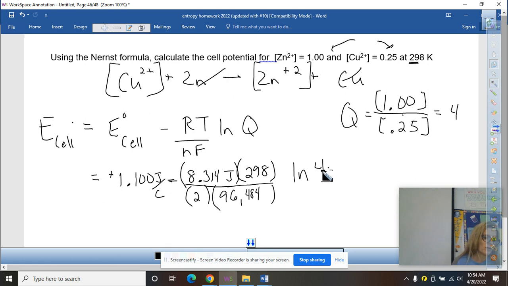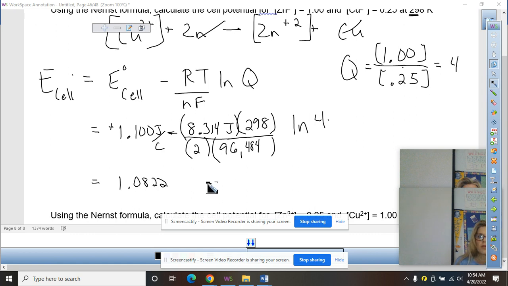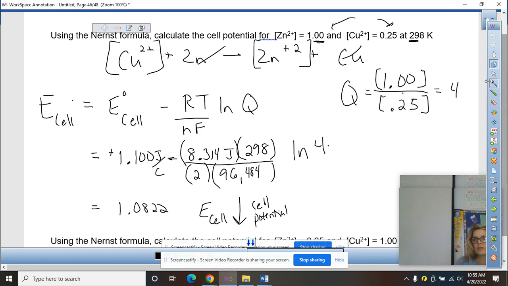Okay, so now we can go ahead and solve for our E cell, and that gave me 1.0822. Okay, it was 1.1, now it's 1.0822. So the cell potential, when we change this concentration to 1 instead of 0.25, decreased. The cell potential decreased when the Zn2+, which we said was 1, increased.